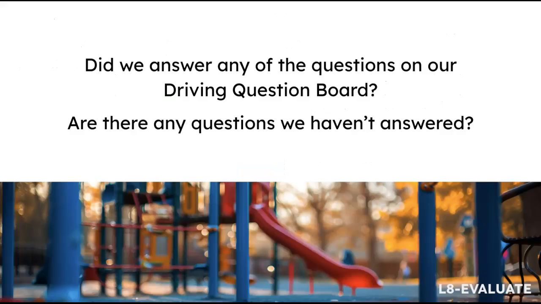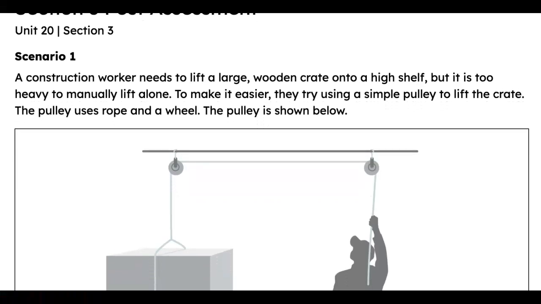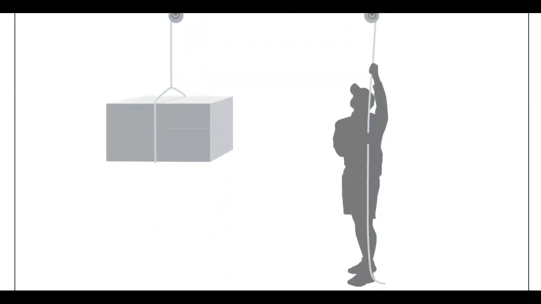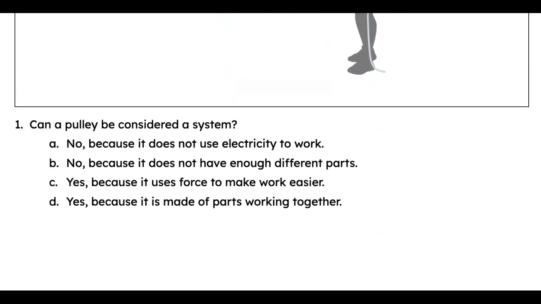To support student sense-making across the unit, orient students back to the driving question board. Ask them, did we answer any of the questions on our driving question board? Are there any questions we haven't answered? Try to wrap up any final questions on the driving question board before the end of the unit. You'll then have students complete the Section 3 summative assessment.